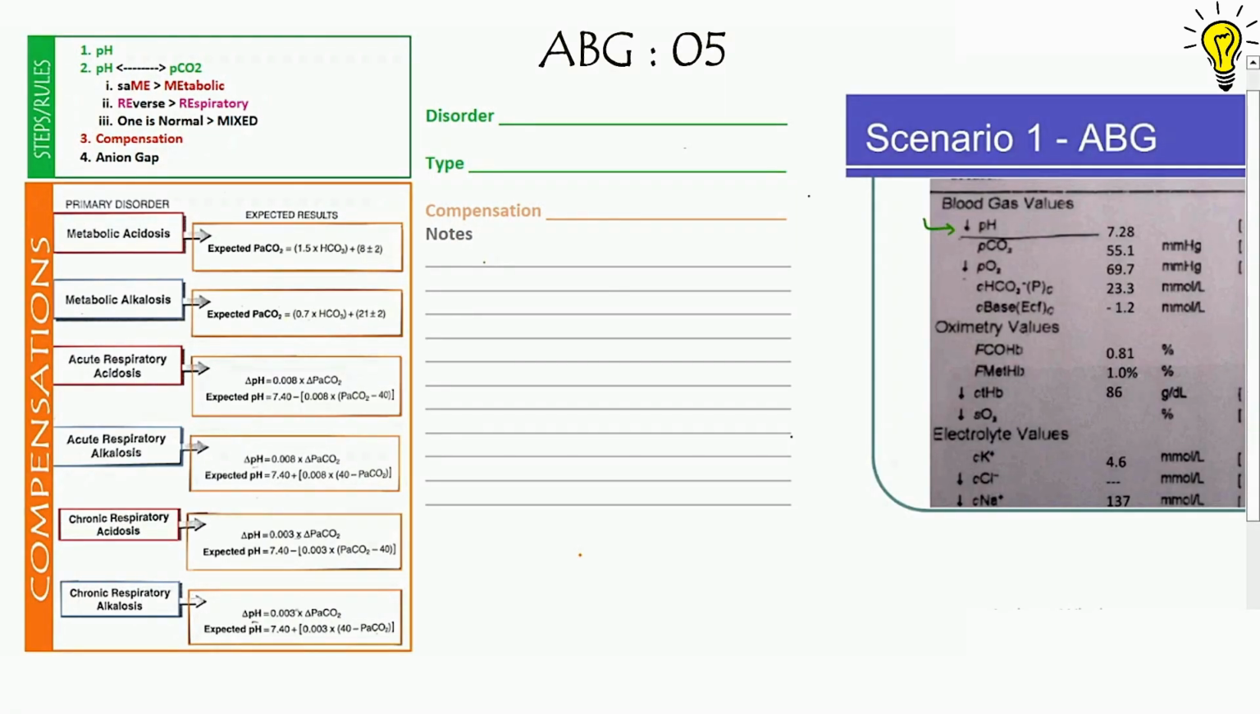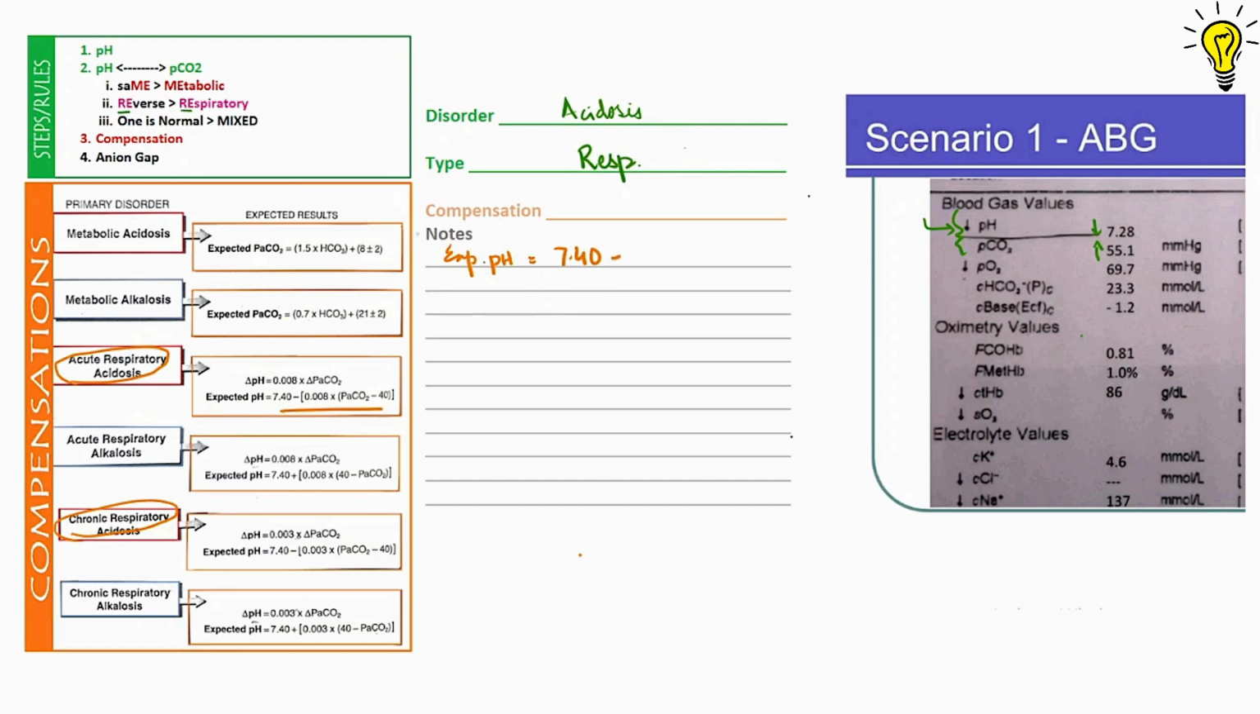ABG 5, step 1, pH 7.28, so downgoing and acidosis. Step 2, pH and PCO2 directions. Carbon dioxide is 55.1 millimeters of mercury, so upgoing. So reverse directions, hence respiratory acidosis. Step 3, the compensation part. So the expected pH for acute respiratory acidosis is 7.28, which is the same as on the ABG. So this is uncompensated acute respiratory acidosis.